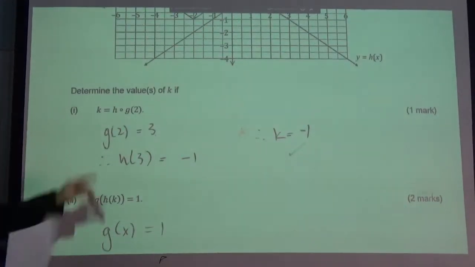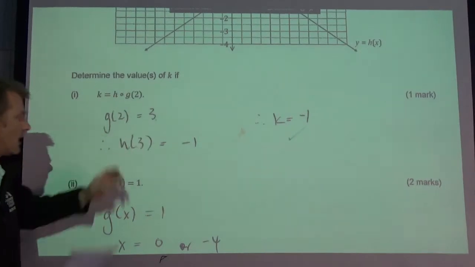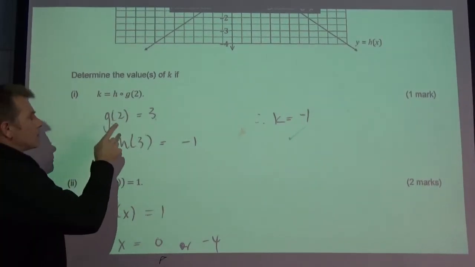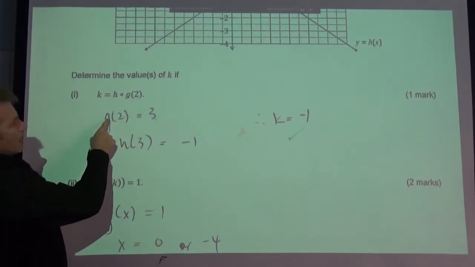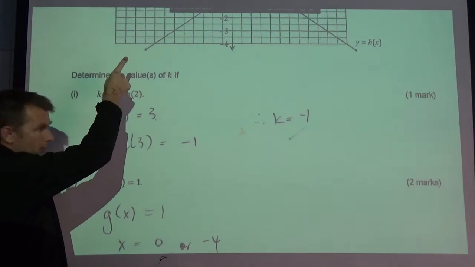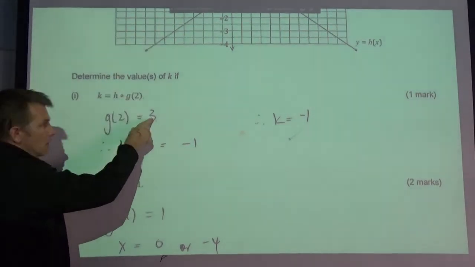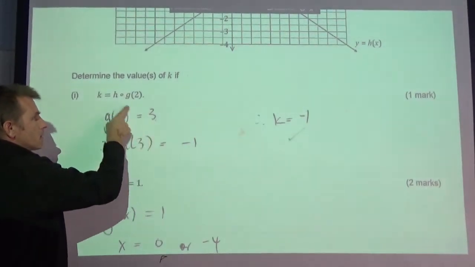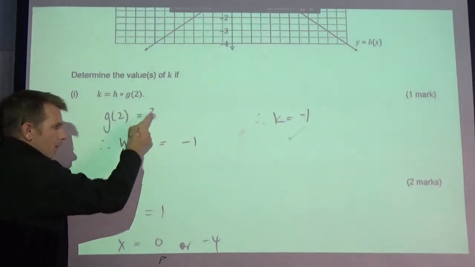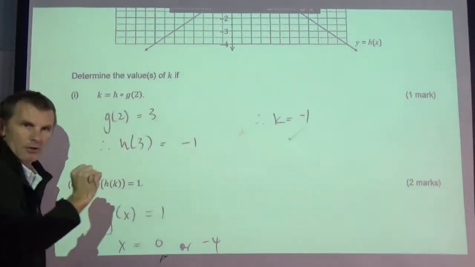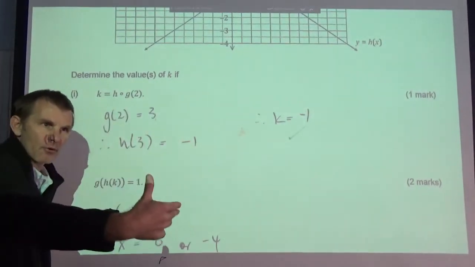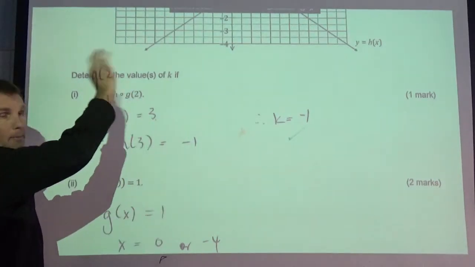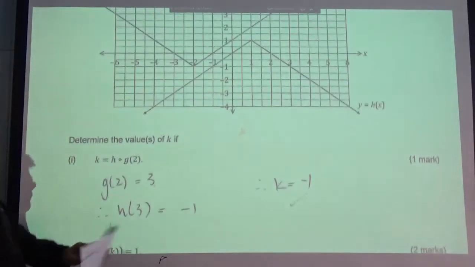We needed to work out k if this is the case. Well, look at this. What I would do is work out g of 2, which we can read off the graph, so we know what that is. g of 2 is equal to 3. So then we just need to work out h of 3, and we end up with -1. So just step through the graph, okay? Using the graph up above to find these particular values. Good work, here we go.